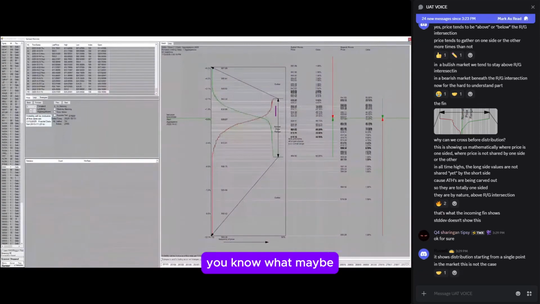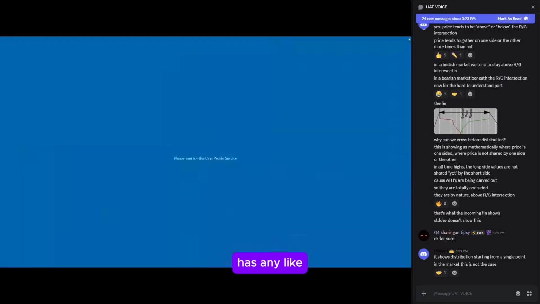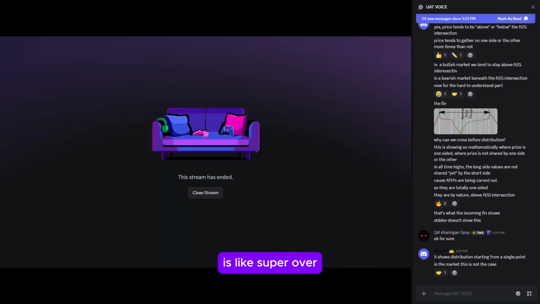Actually, you know what? Maybe we'll look for a magnificent stock or something like that. I don't know if anyone has any ideas of what is super overextended one way or another, just to show optimization, what that means in real life. I think I'll start with Apple or Nvidia.